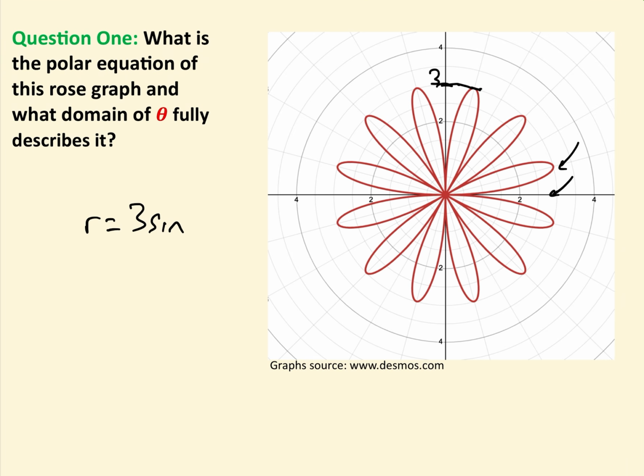And how many petals are there? Well, if we count, there are 12 petals, which is even. So by rule 3, we know that it's 3 sine 6 theta, because it's even, there are twice as many petals as that n there. Now, by rule 4, because this is even, we need the domain theta going all the way from 0 to 2 pi to fully plot this curve. That's question number 1.